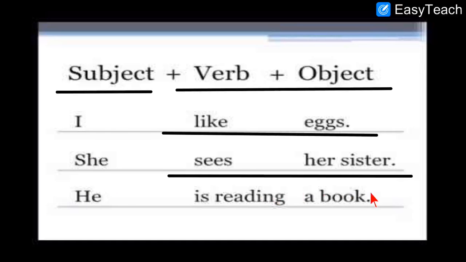He is reading a book. So who is reading a book? He. That is the subject. What is the predicate? Is reading a book. And there is one helping verb, is. ing verb is there, reading. So is reading, that is the verb. And what is he reading? A book. That is the object. So this is how we can make a complete sentence with the help of subject, verb and object.